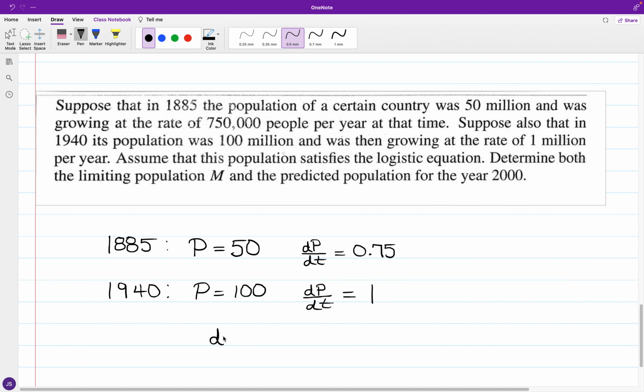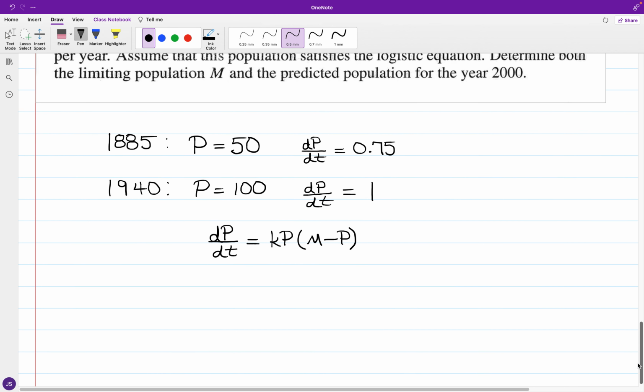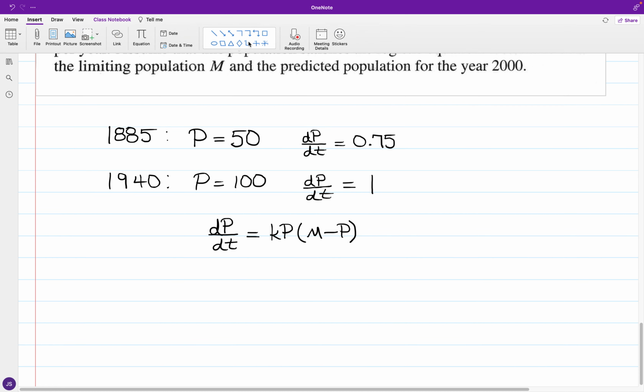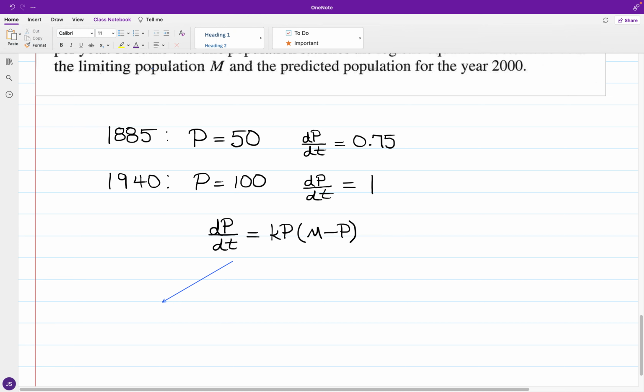For the rate of change of the population, theoretically we have dP over dt is equal to K times P times the quantity of M minus P. And to get what we have in 1940 and 1885 synced together, starting off at this end with 1885.